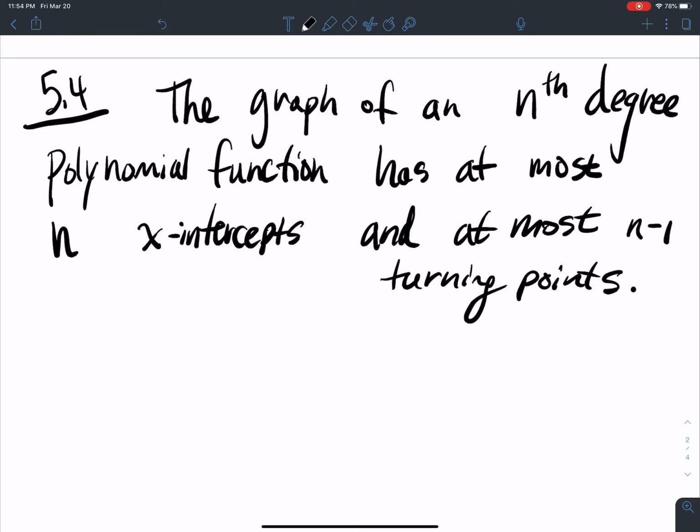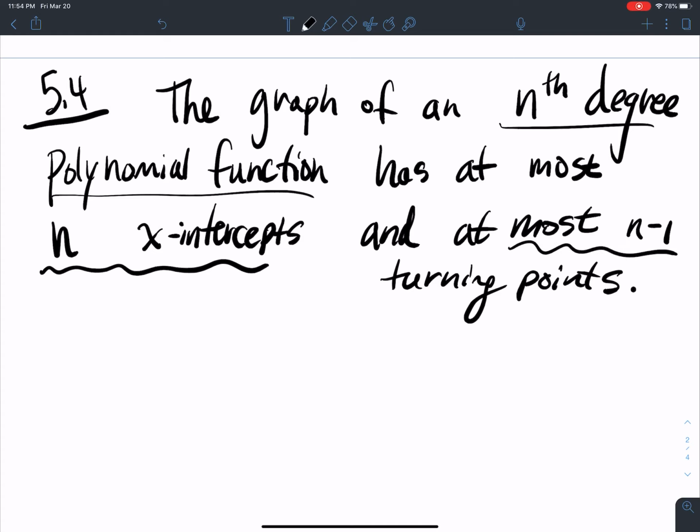5.4, so we're going to finish up our lesson here, and this will finish up chapter 5 content. So the graph of an nth degree polynomial function has at most n x-intercepts, okay? And at most n minus 1 turning points, okay? So let me try to explain this with some examples of some graphs.